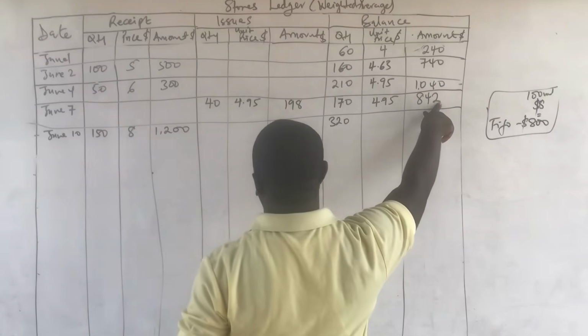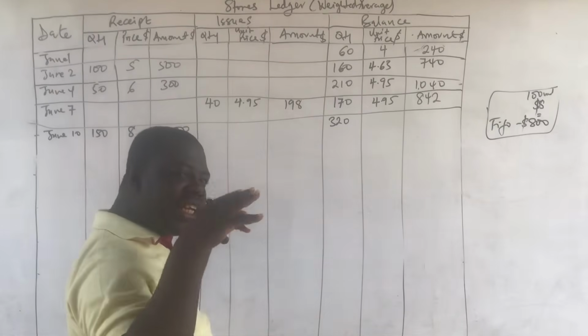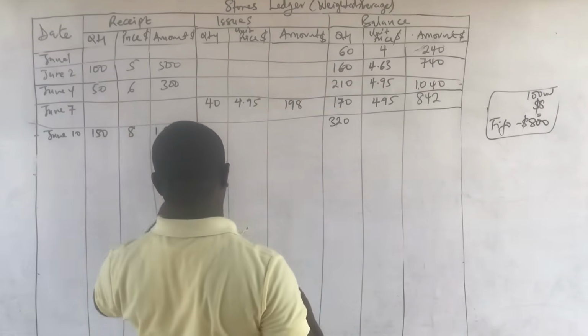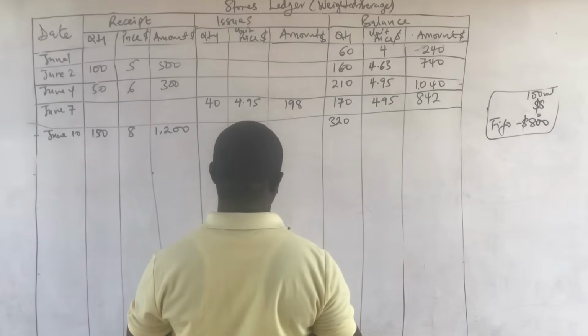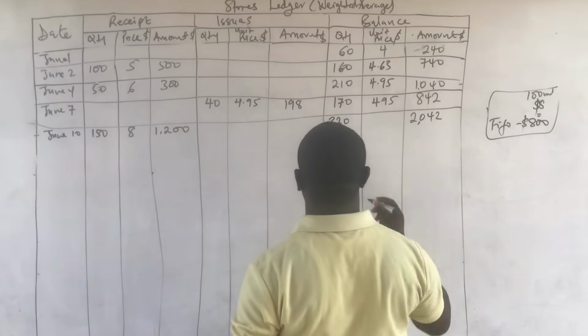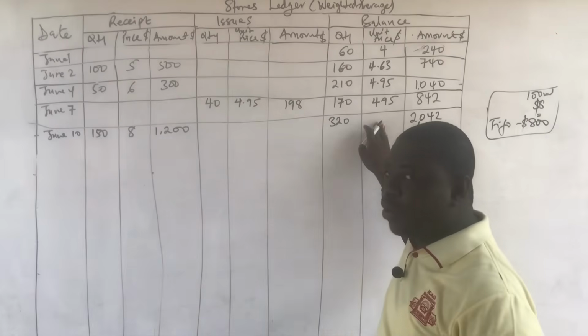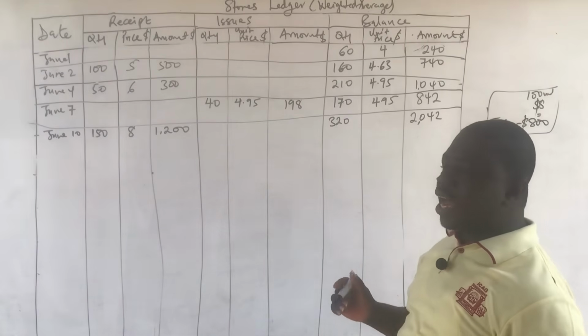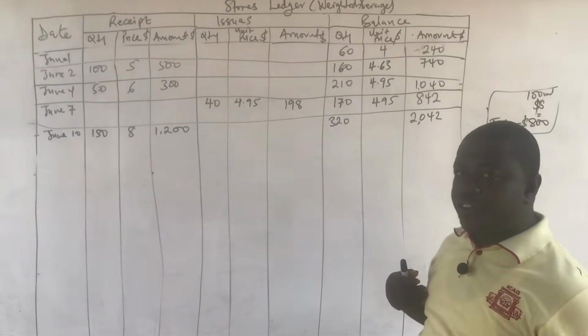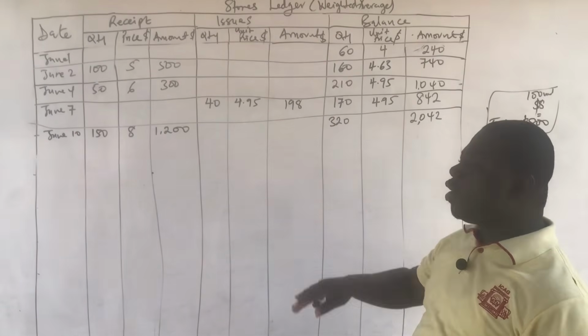And then we add the amount. Take note, when you are bringing in, the price must change. So what we do is that we add the two amounts, 1,200 and 842, and that gives us $2,042. So we want to find the new price because there are incoming goods. New goods have come in, so the price must change. And how do we find the new price? Divide the amount by the quantity.